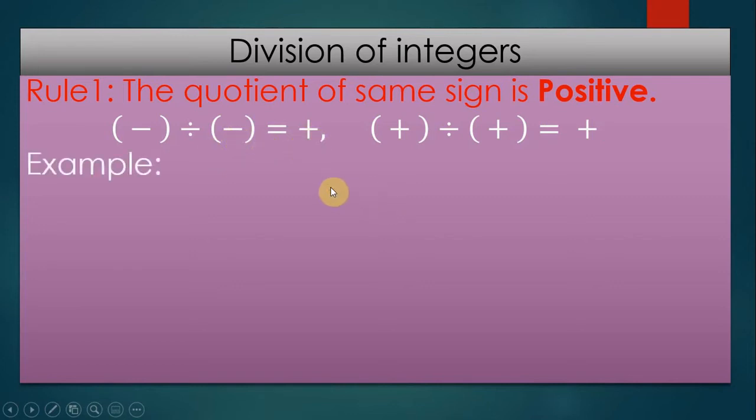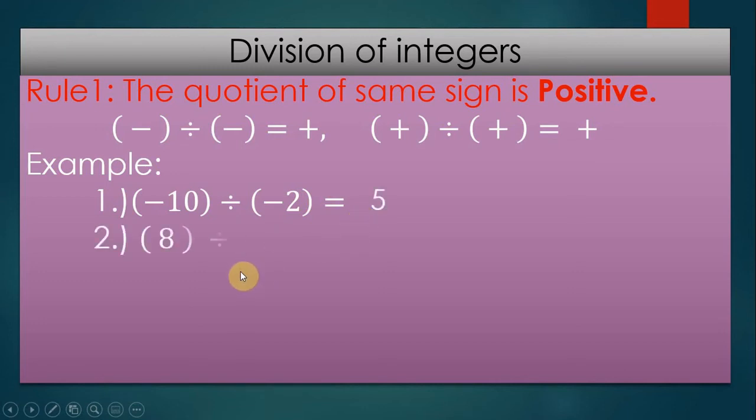Now, here are the examples. Negative 10 divided by negative 2. Do they have the same sign? Yes, they have the same sign. They are all negative. So, therefore, our quotient is positive 5. Now, next, number 2.